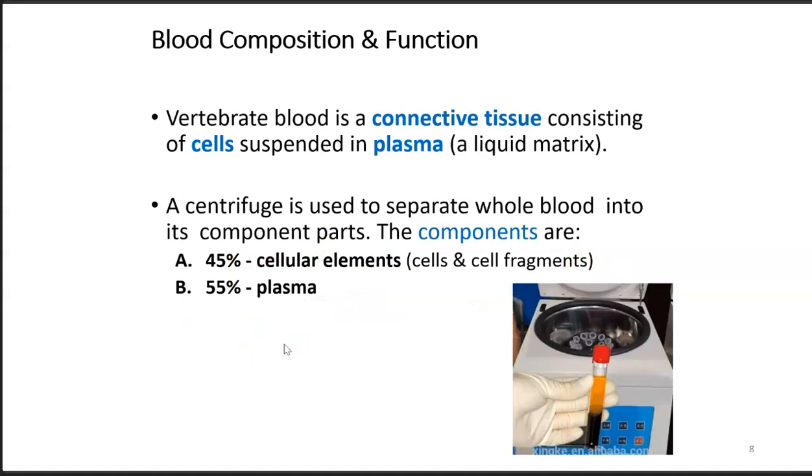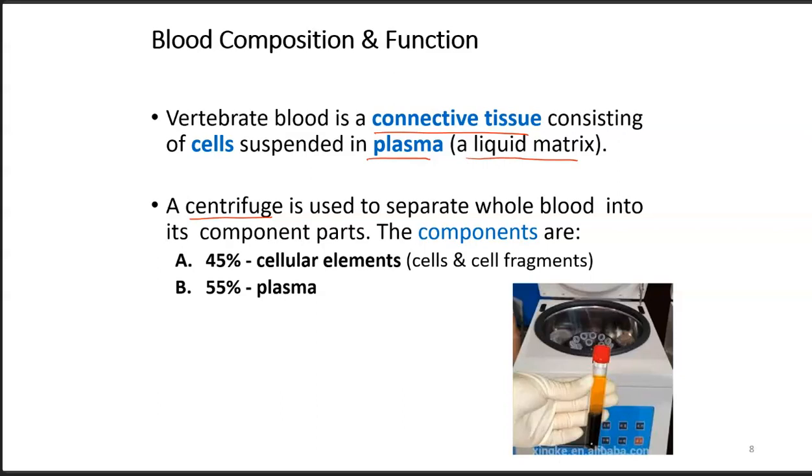Okay, so blood composition and function. Vertebrate blood is a connective tissue consisting of cells suspended in plasma. The plasma functions as a liquid matrix. If you get a sample of blood and centrifuge it, you will find that the blood sample will be separated into two layers.